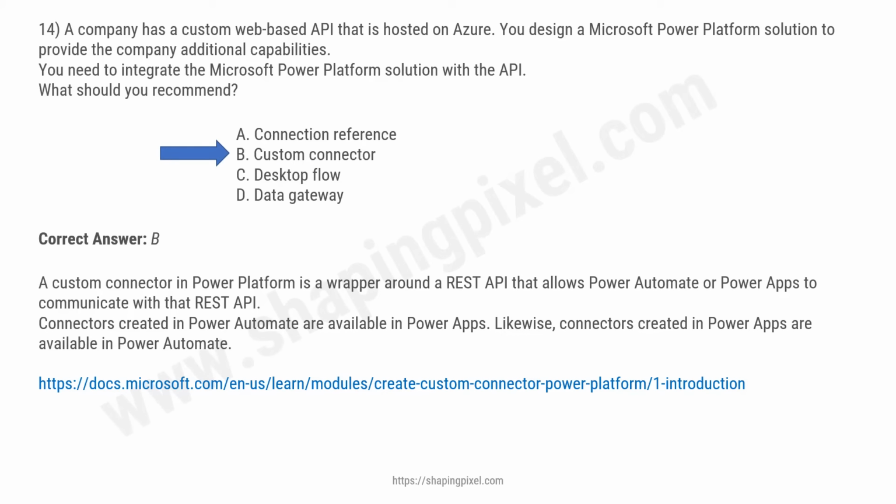A custom connector in Power Platform is a wrapper around a REST API that allows Power Automate or Power Apps to communicate with the REST API. Connectors created in Power Automate are available in Power Apps. Likewise, connectors created in Power Apps are available in Power Automate.